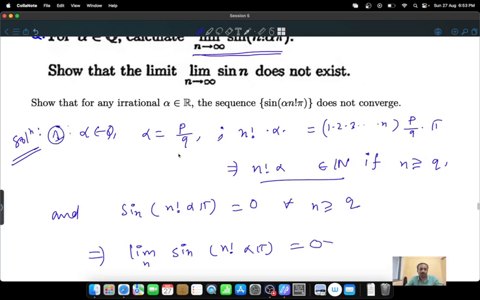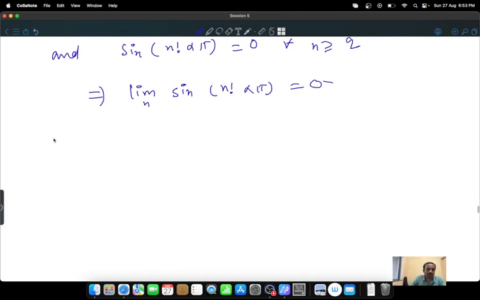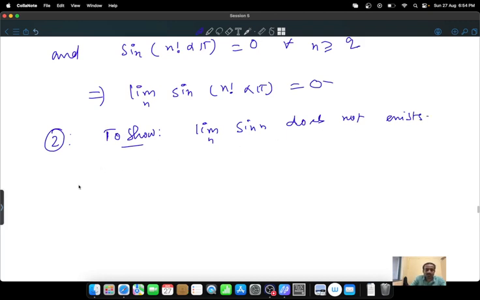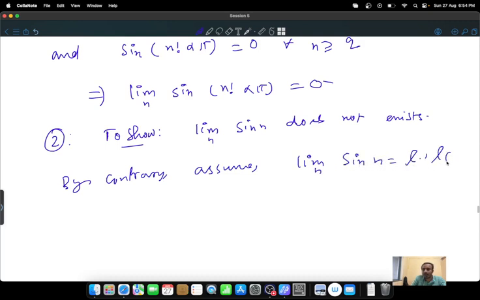That was actually easy. Now the part that says that the limit of sin n does not exist, that also I was asked in an interview. So now to show limit n sin n does not exist, right? So now assume by contradiction, assume limit n sin n equals L for some L belonging to R.